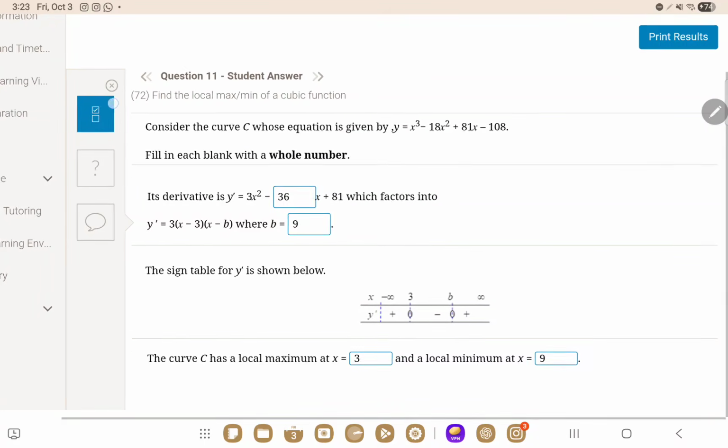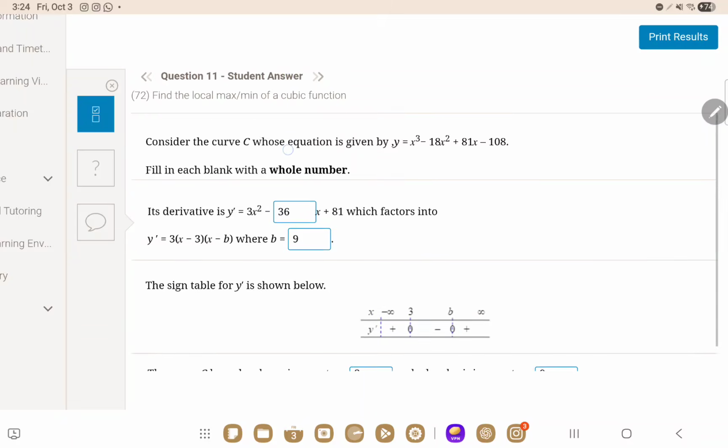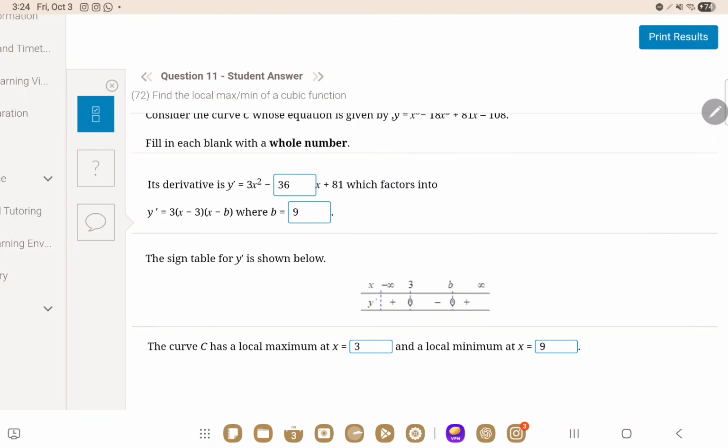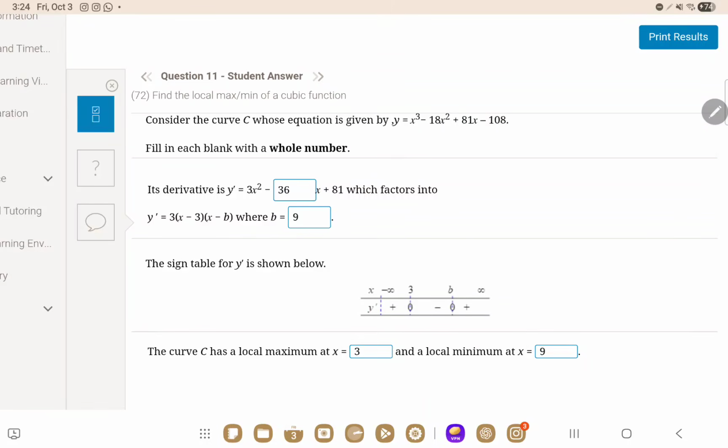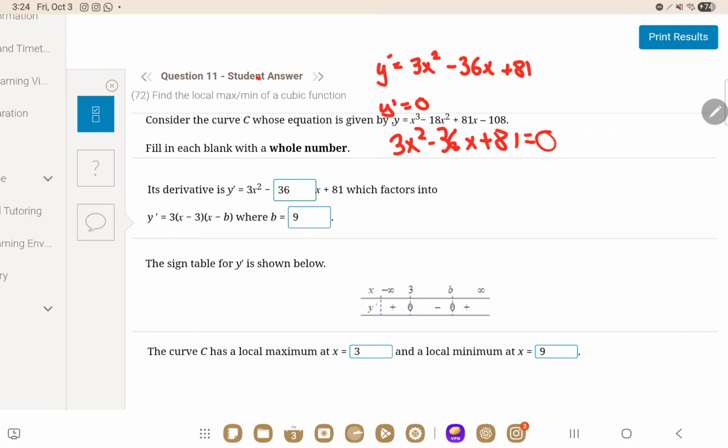Okay, so now again, you have this curve. We first derive it. And in this question, they only want local maximum and minimum, so we're only going to have to derive once. So y prime equals 3x squared minus 36x plus 81. That's it. Now we need to do y prime equals 0, so 3x squared minus 36x plus 81 equals 0. By the way, this is the first question, it's asking you to derive it.